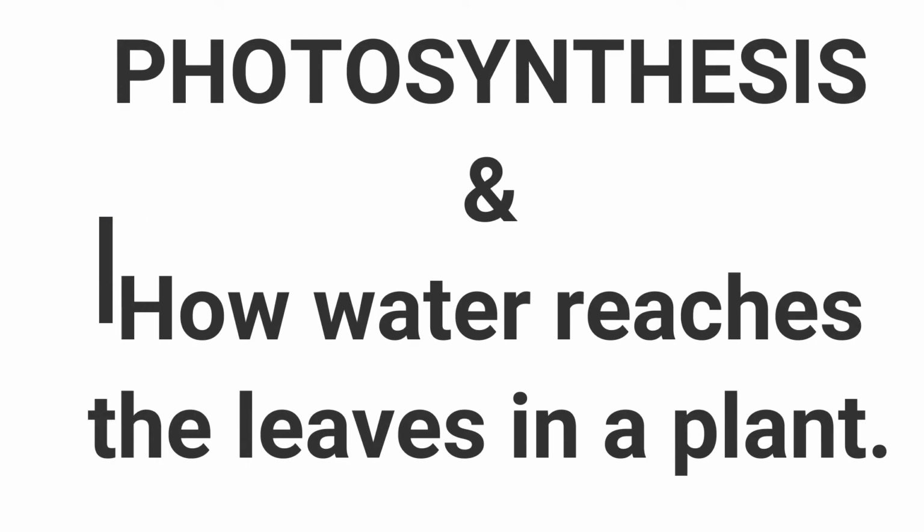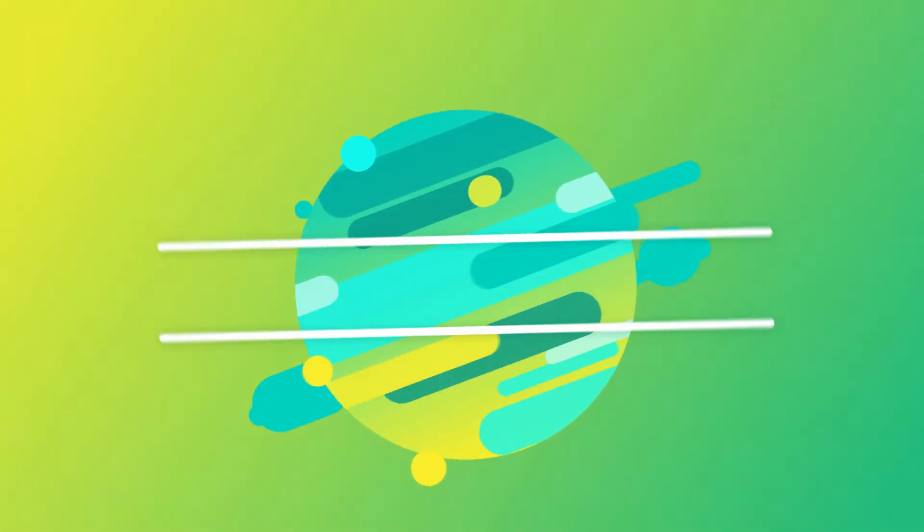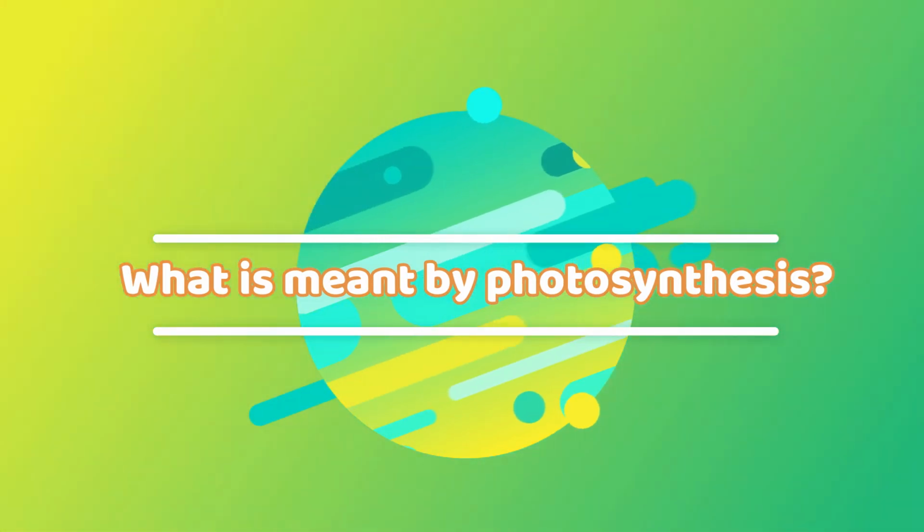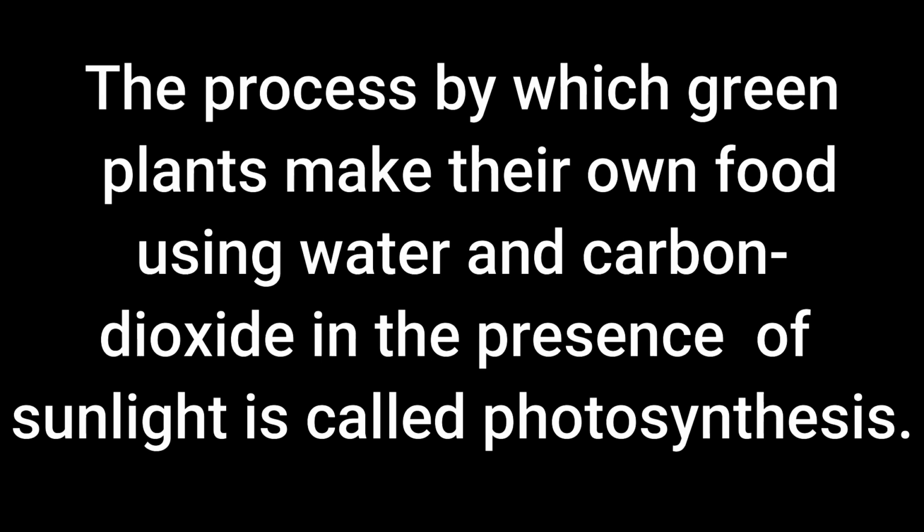In the previous class, we have learned about photosynthesis and how water reaches the leaves in a plant. Now, let us revise it once again. What is meant by photosynthesis? The process by which green plants make their own food using water and carbon dioxide in the presence of sunlight is called photosynthesis.